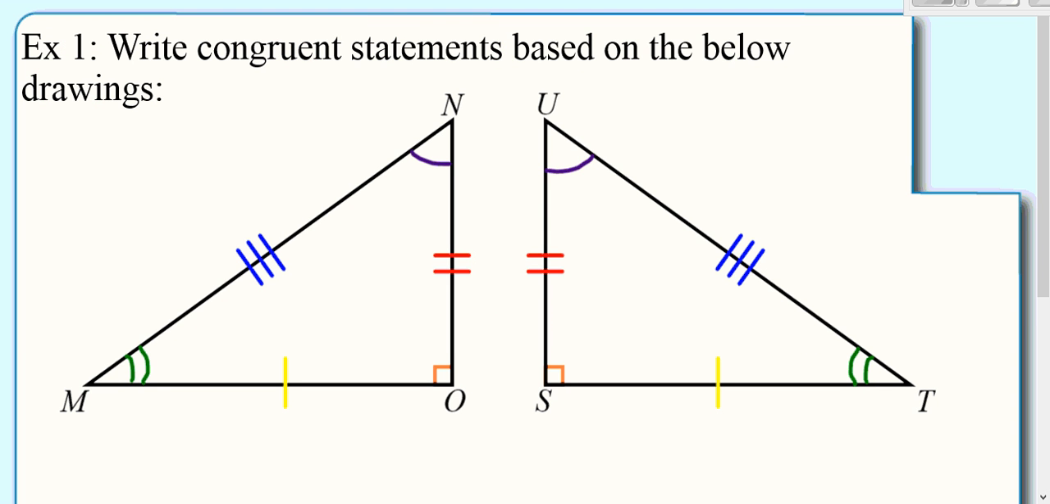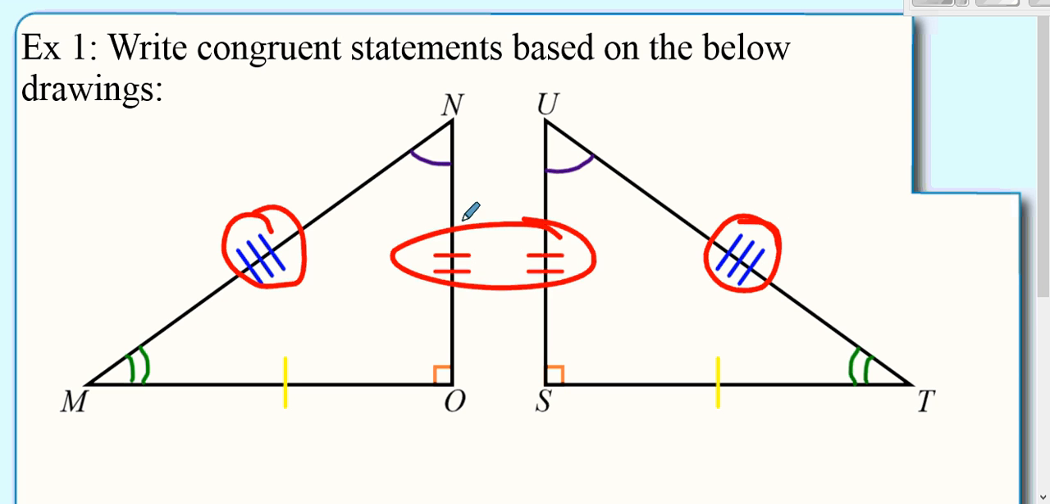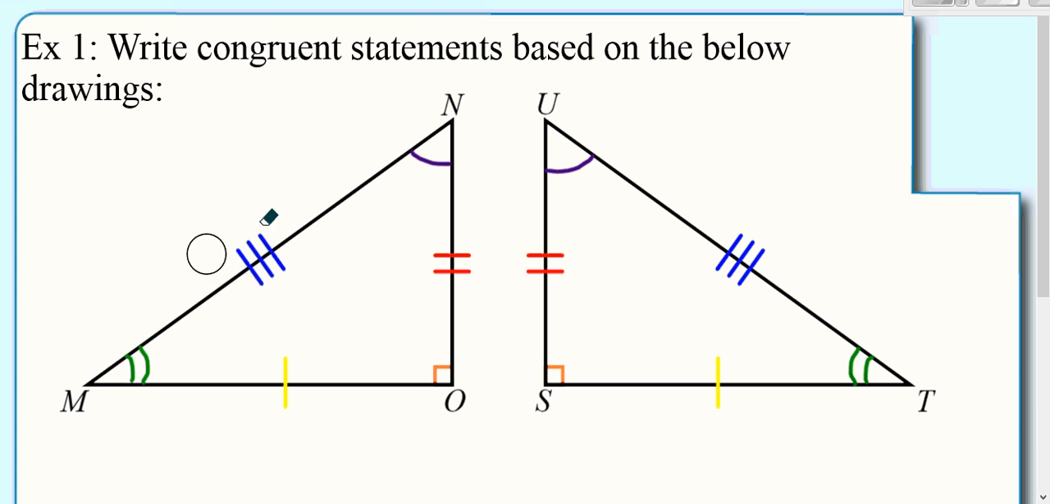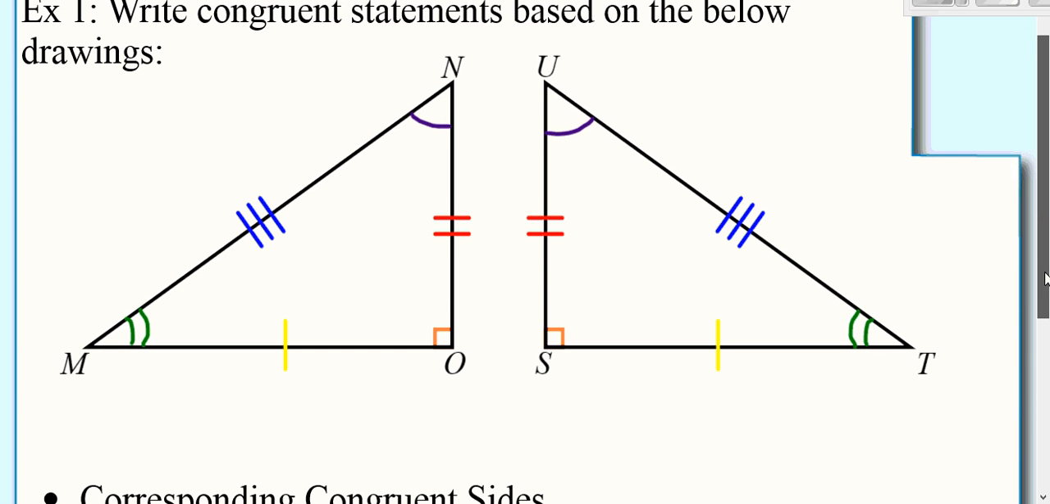So we're going to jump right in. Here are two triangles. Write congruent statements based on the drawings below. What you're going to be looking at, as we've talked about before, is that when they have the tick marks, that shows that they are congruent. So 3 tick marks is congruent to 3 tick marks, 2 tick marks is congruent to 2 tick marks, 1 tick mark is congruent to 1 tick mark. But we're going to write out the actual statements.